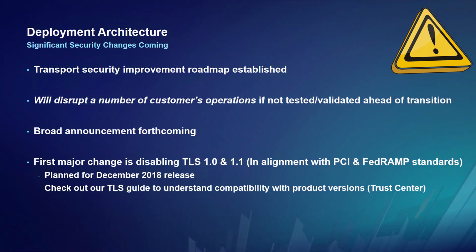So the first change is about disabling TLS 1.0 and 1.1. And this is in alignment with both PCI requirements, which a large number of commercial organizations need to adhere to, as well as FedRAMP standards from the government side. We're planning on doing this in the December 2018 release at this time, and you'll want to start checking out our TLS guide to understand compatibility of products with different versions in the Trust Center.